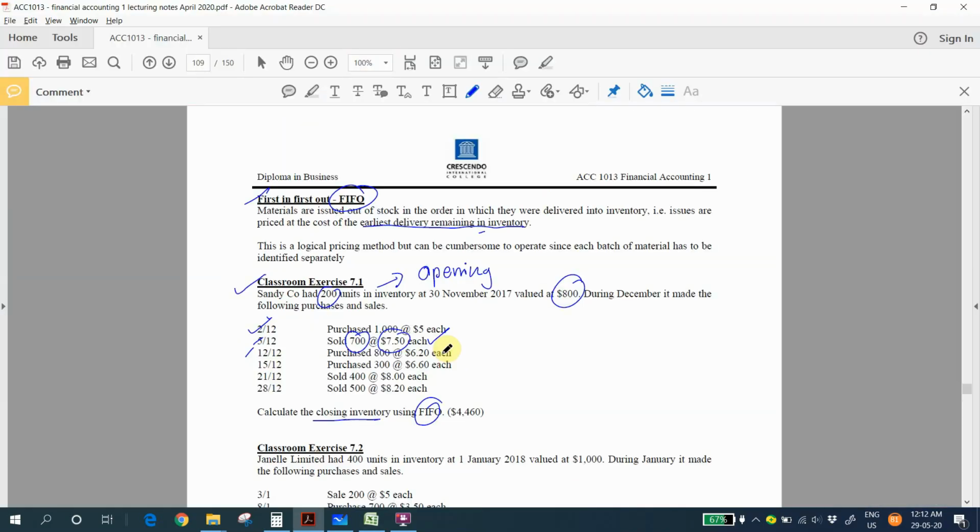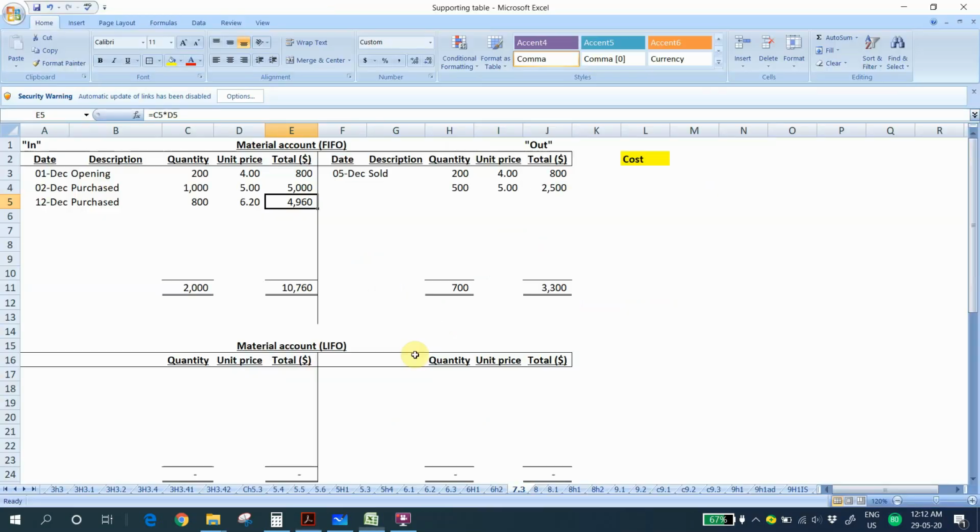Next, I purchased 300 units of the product at the cost of $6.60 each. So when we purchase, we use the in column, 300 units at the cost of $6.60 each. So the total is 300 times 6.6, we get 1980.